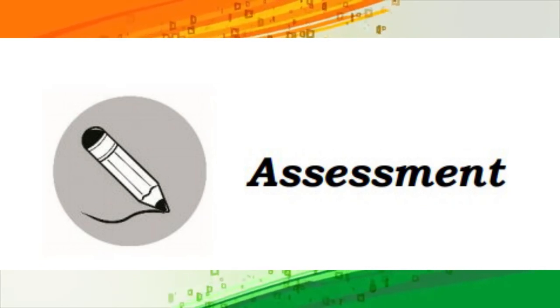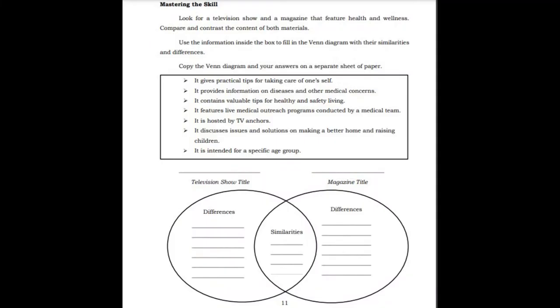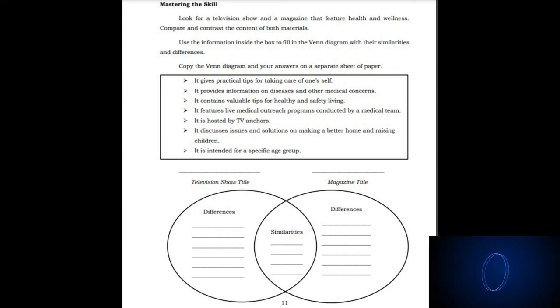Now, it's time for mastering your skill, kids. Look for a television show and a magazine that feature health and wellness. Compare and contrast the content of both materials. Use the information inside the box to fill in the Venn diagram with their similarities and differences. Copy the Venn diagram and your answers on a separate sheet of paper.